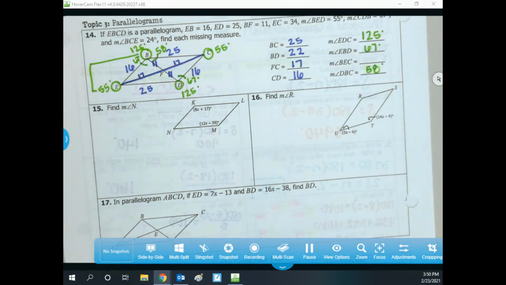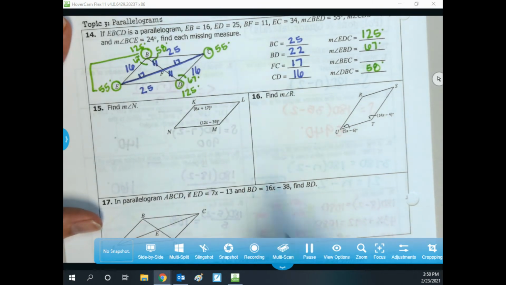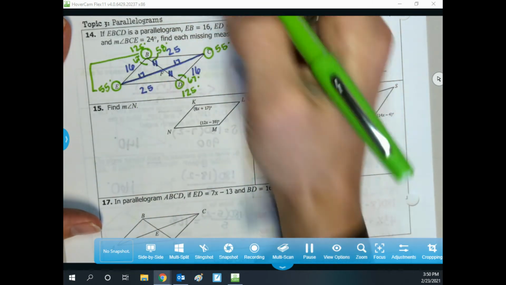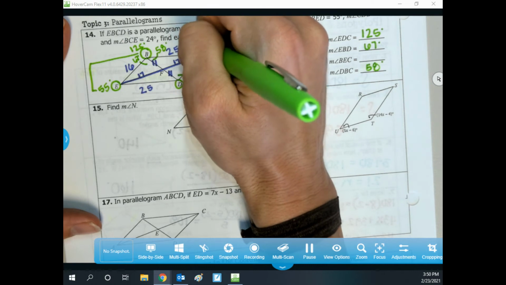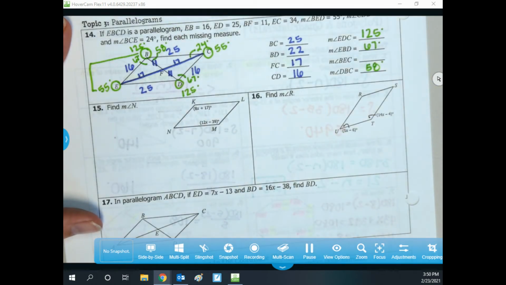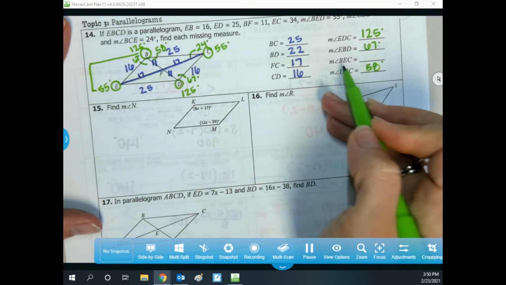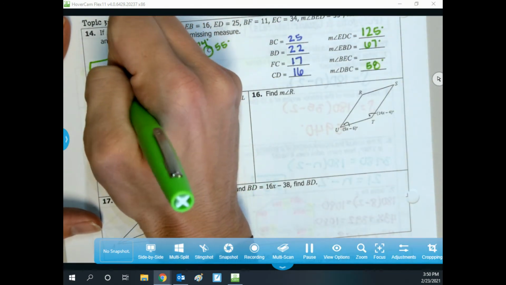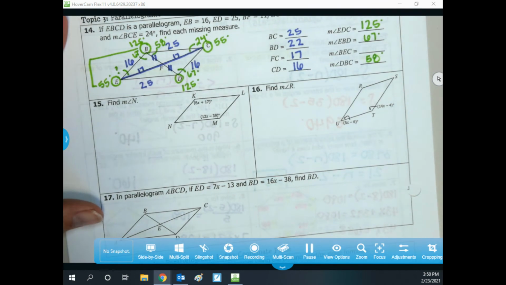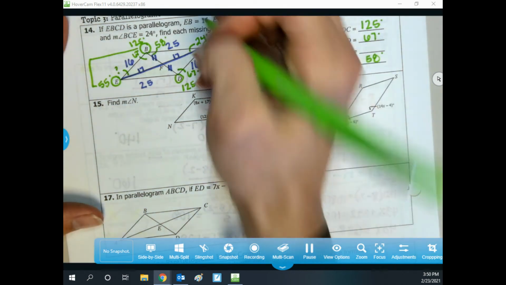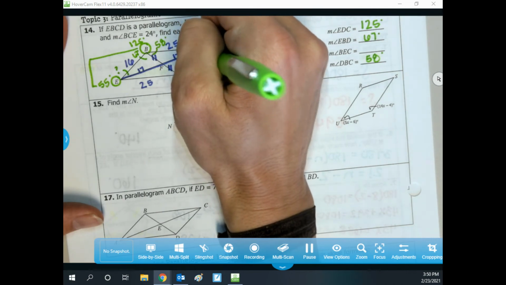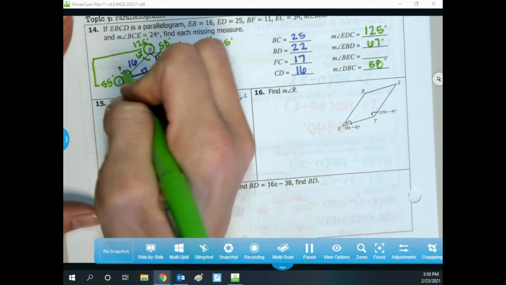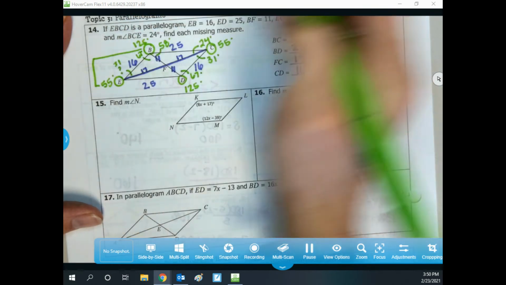All right, the last thing that it gives us is angle BEC is 24. So BCE is this piece right here that's 24 degrees. All right, and we are looking for angle BEC. BEC is this piece right here. Figure out what that piece is. Hopefully you did 55 minus 24, and you got 31 degrees. That means that this piece right here is 31 degrees, which also means that this piece on top is 31 degrees as well.